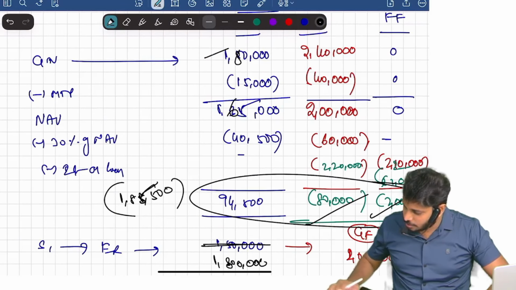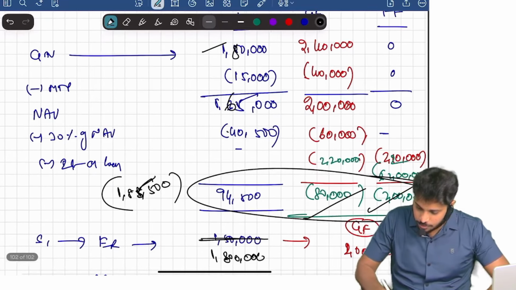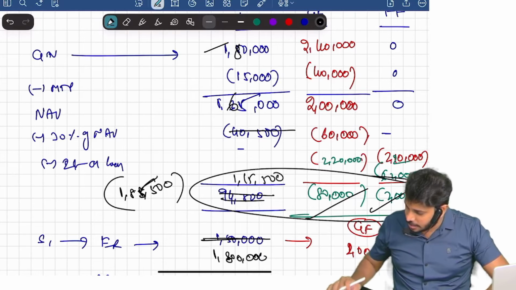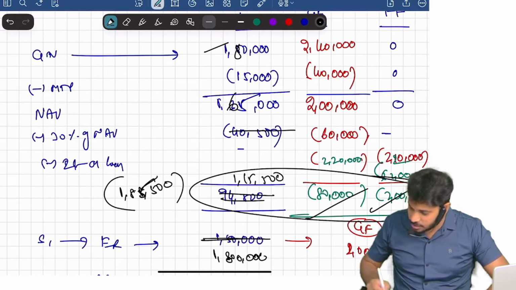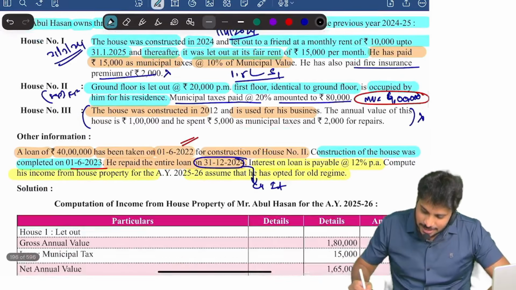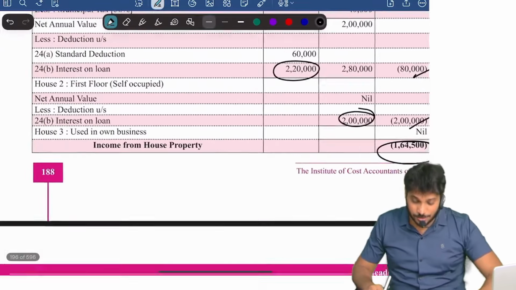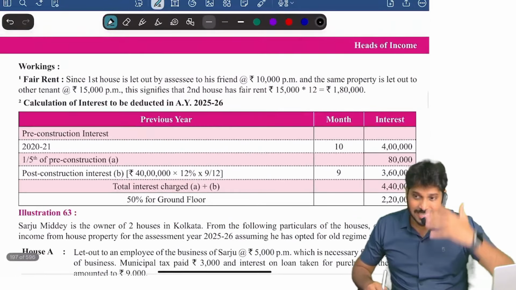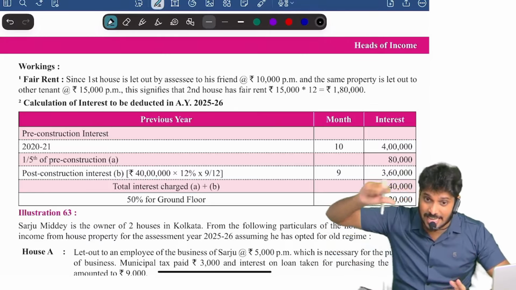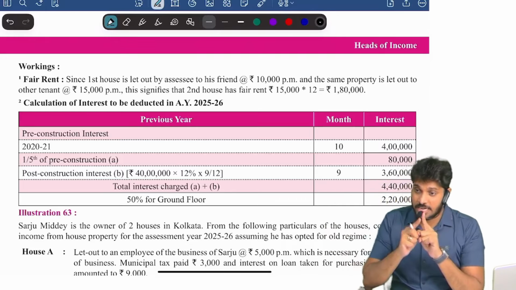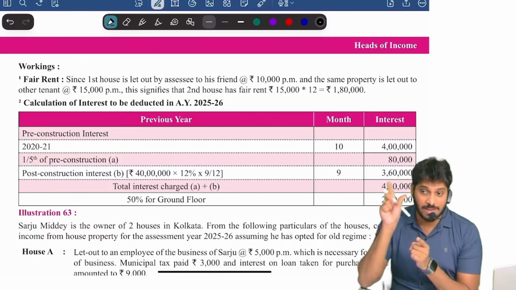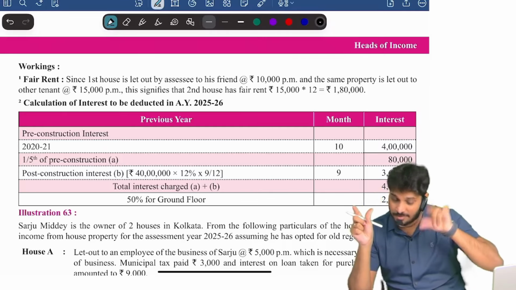1,65,000 minus 30% will be 1,15,500, minus 80,000, minus 2 lakhs is equal to 1,64,500. That's it. That's the answer. Fantastic observation. Immediately it struck me, that's how you should do it. So fair rent they gave indirectly. Step number 1, how to compute fair rent: similar property rent, or municipal value, whichever is higher, restricted to standard rent. Municipal value alone we considered. Fair rent we missed. It is given.